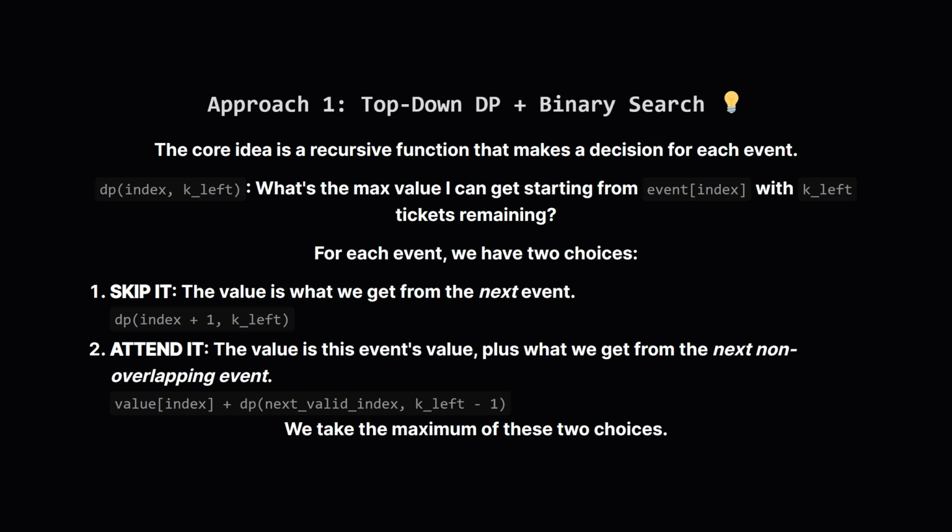At every single event we face a choice. First, we can just skip it. If we do that, our potential score is whatever we can get from the rest of the list, starting from the very next event. The second choice is to attend the current event. If we do, we get its value. But then we have to find the best we can do with 1 less ticket, starting from the next event that doesn't overlap. Our function will simply return the better of these 2 options.